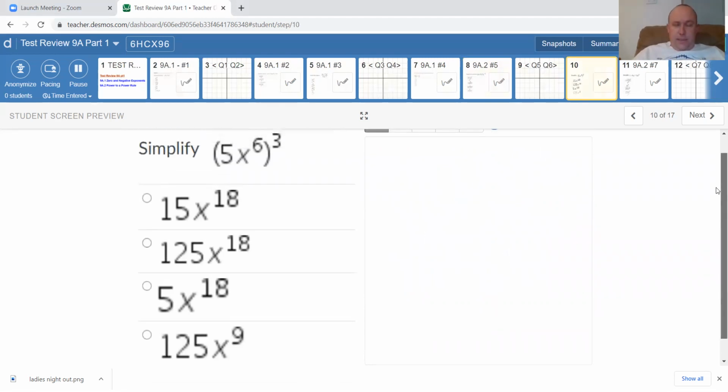Question 6, I think, is actually a little bit easier. 5x to the 6 cubed, so same thing. This is power to a power. So I want to make sure each term is raised to the power of 3. So I want to make the 5 raised to the power of 3. And I want to make x to the power of 6 raised to the power of 3 as well.